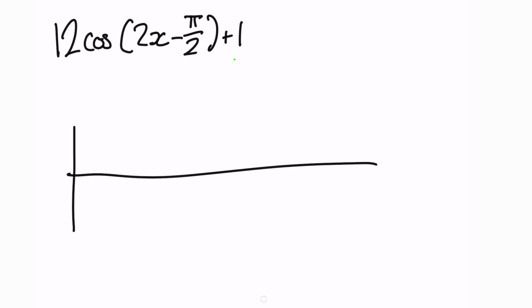So the first thing to notice is our D. Our D is +1, which means the graph is shifted up 1. So the middle of the graph is now going to exist at y equals 1. Next, we look at the amplitude. And as it's 12, it means it's going to extend up 12 and down 12. So our upper limit will be 13 and our lower limit will be -11.